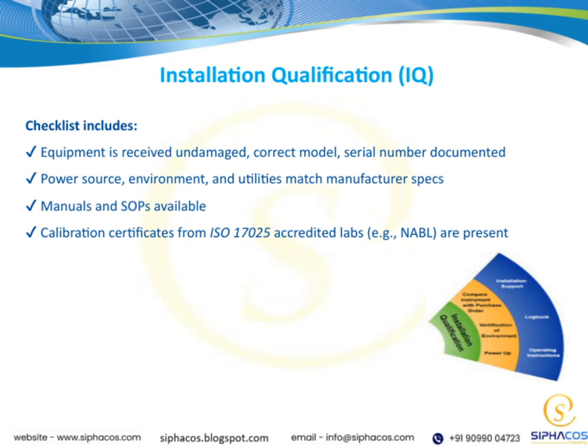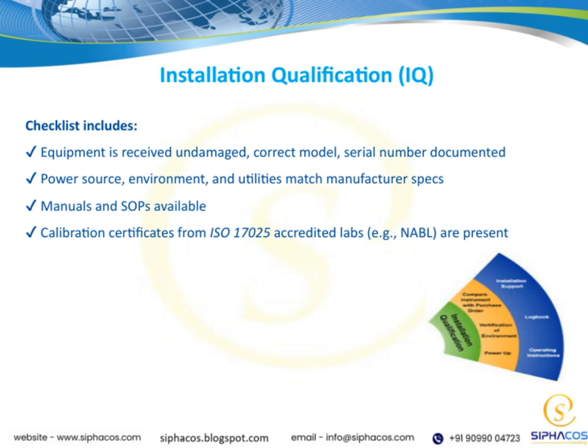Next, we check that the power source, environment, and utilities match the manufacturer's specifications. This is vital because any deviation could affect the equipment's performance or safety. We also need to ensure that all manuals and standard operating procedures, or SOPs, are available and accessible. These documents are essential for proper operation and future troubleshooting.